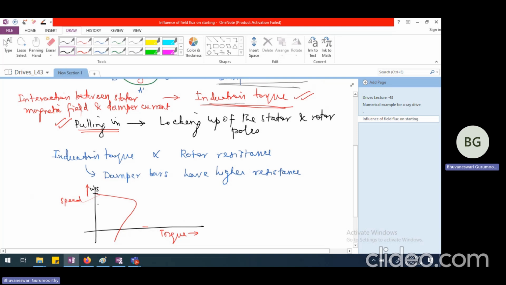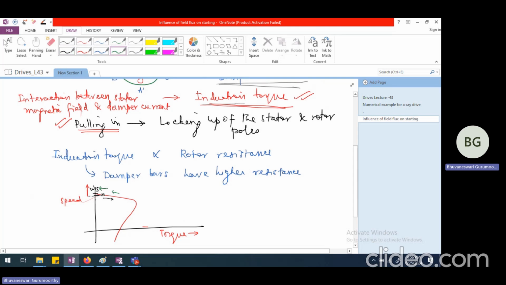Whereas if I am talking about loading the motor a little bit, obviously immediately the speed is going to fall slightly. When the speed falls slightly, I am going to have this amount of torque generated as the induction torque by the damper bar. And whenever there is induction torque, immediately the machine is going to go towards synchronous speed. So it is going to travel in this direction, towards synchronous speed.